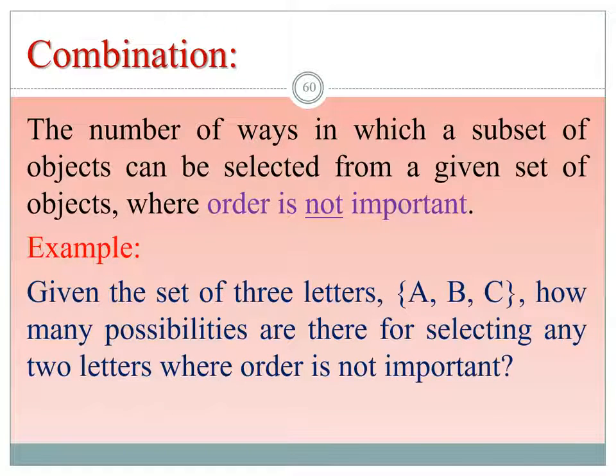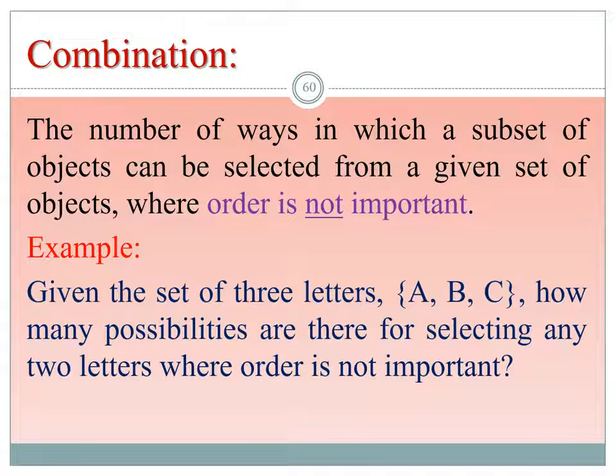Combination. This is very important: the number of ways in which a subset of objects can be selected from a given set of objects where order is not important. In probability calculations, combination is very useful. For example, we have 30 students in this class. How many possible ways are there for selecting 5 students from the 30 students group? In that situation we can use the combination formula.